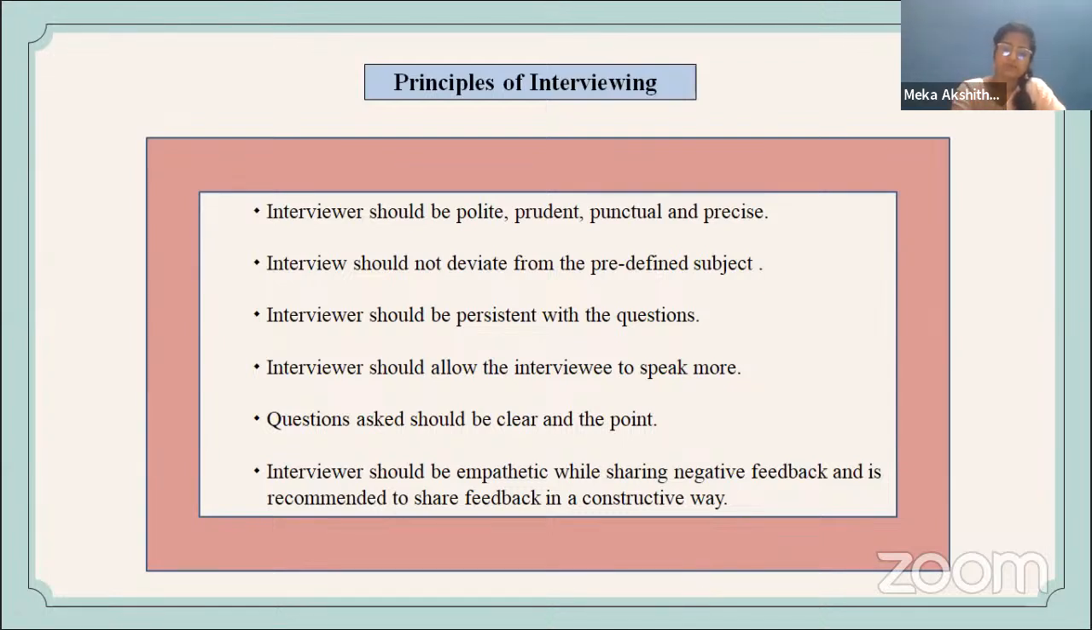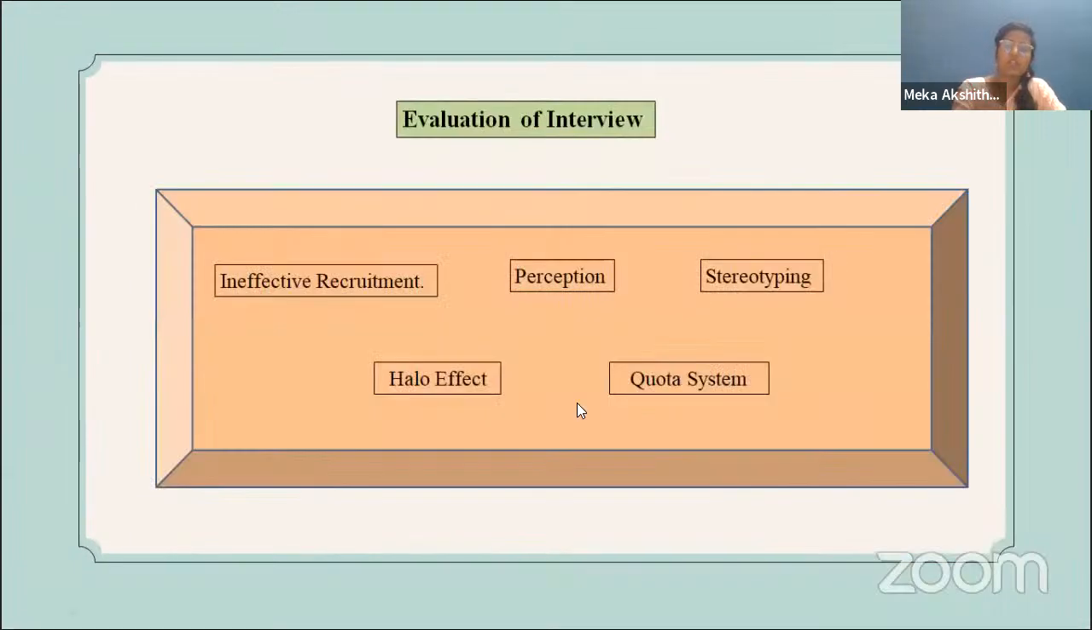Then comes evaluation of interview, right? So do you think evaluation of interview is necessary? Yes, right? Why so? Only after interview evaluation will we be able to know whether the candidate is up to the criteria that we are looking for.